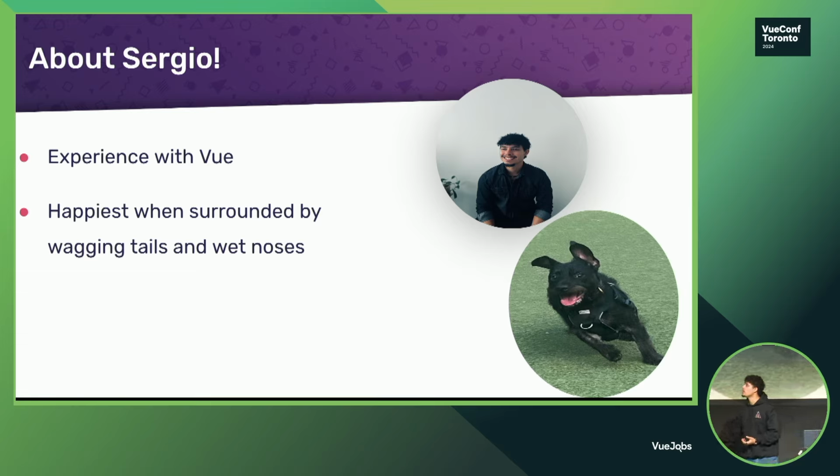Something else about me is that I'm the happiest when I'm surrounded by wagging tails and wet noses. And yes, I'm talking about my dog. You can see my dog here on the screen. His name is Dobby, like the elf from Harry Potter. And he's my best friend.